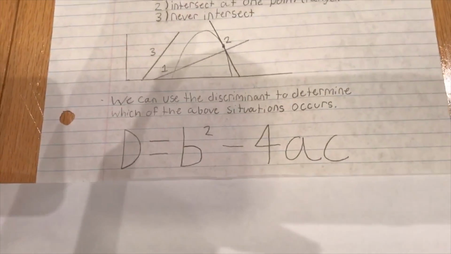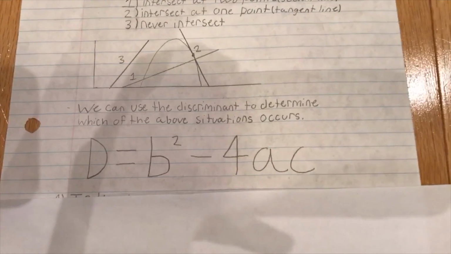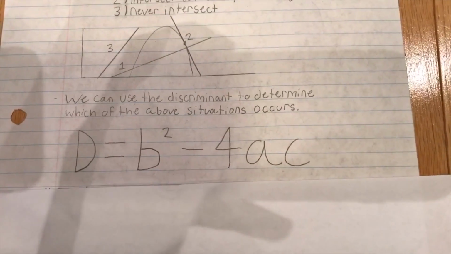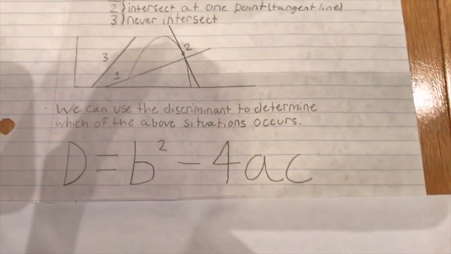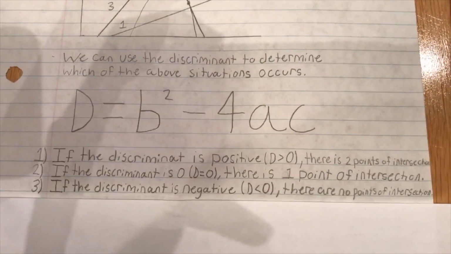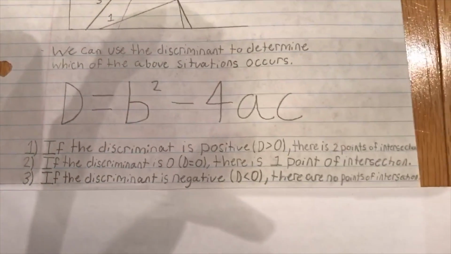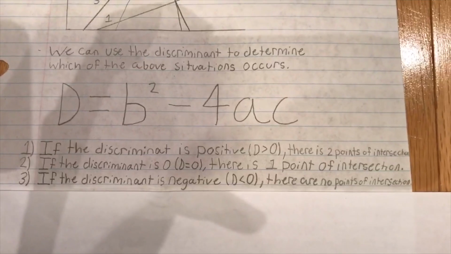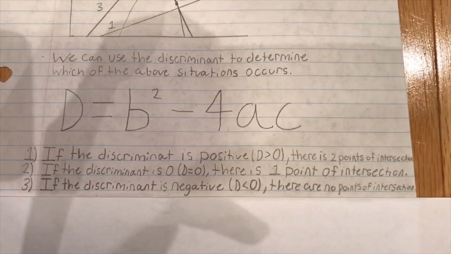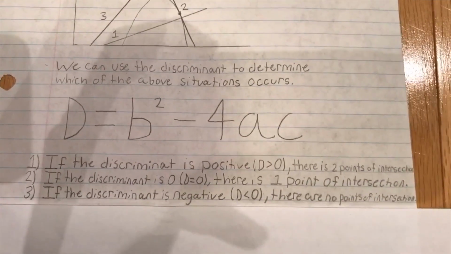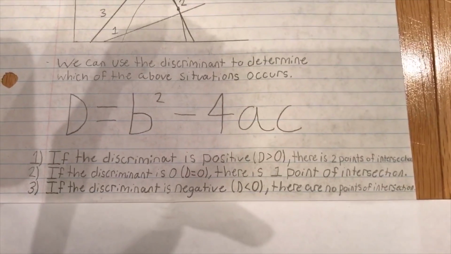We can use the discriminant to determine which of the above situations occur. So the discriminant equation is d equals b squared minus 4ac. So if the discriminant is positive, which is d is greater than 0, there are 2 points of intersection. If the discriminant is 0, d equals 0, there is 1 point of intersection. If the discriminant is negative, d is less than 0, there are no points of intersection at all.